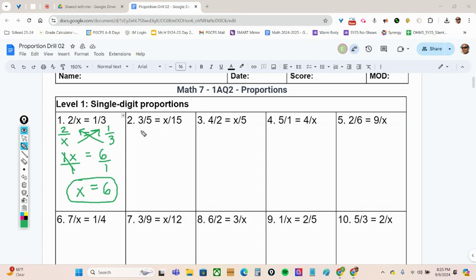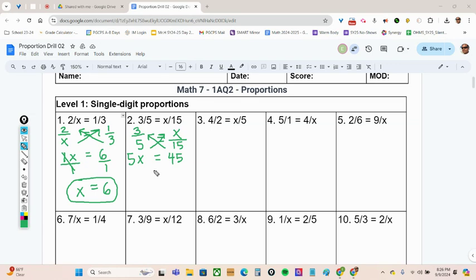All right, next one. 3/5 equals x over 15. Cross multiply. 5 times x equals 5x, which is equal to 15 times 3, which equals 45.